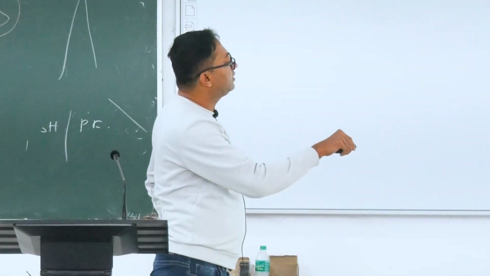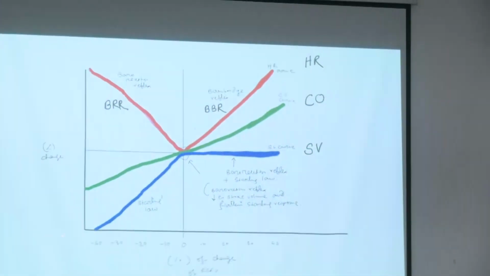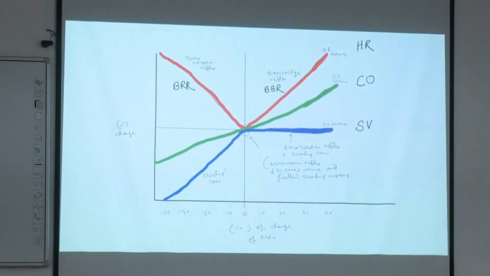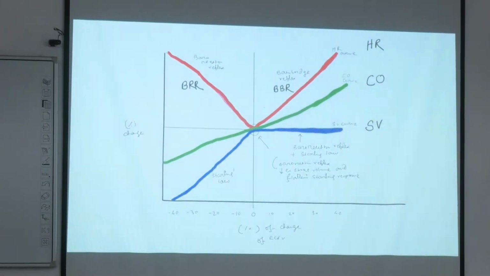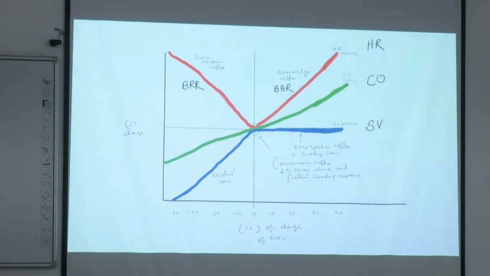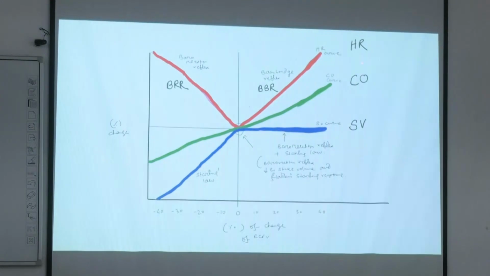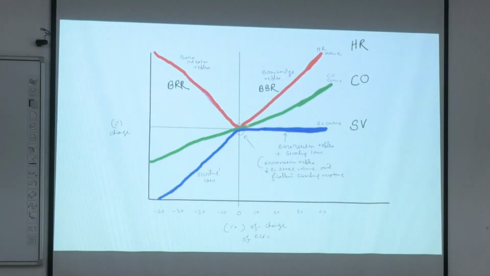Now what is happening when you are dehydrated? In this time, the baroreceptor reflex: this red curve is for heart rate, the green curve is for cardiac output, and the blue curve is for stroke volume. So if we start from minus 40% of fluid volume, and go from minus 40 to minus 30, I am increasing the fluid volume.